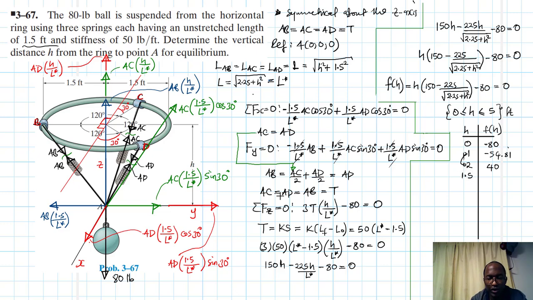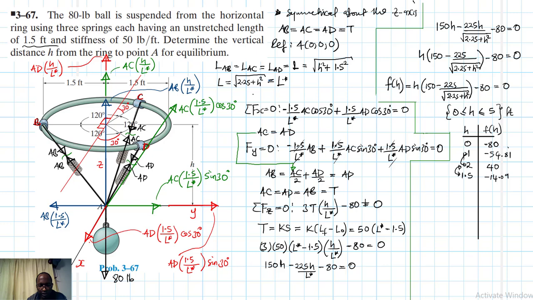So 2.25 plus 1.5 squared, square root of that, 225 divided by answer, plus 150 times 1.5 and minus 80. We have a minus 14.09. So again, we get those with the lowest values, negative and positive. That's a 2 and 1.5. So average of that, what do we get? We have a 1.75. Let's plug it in.